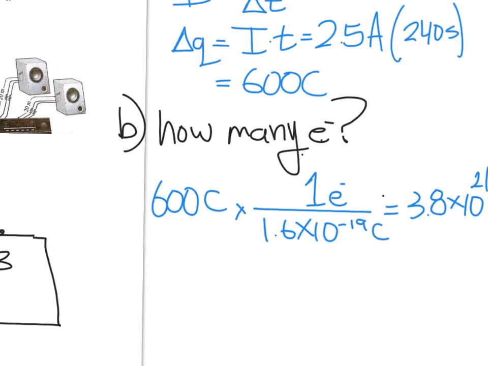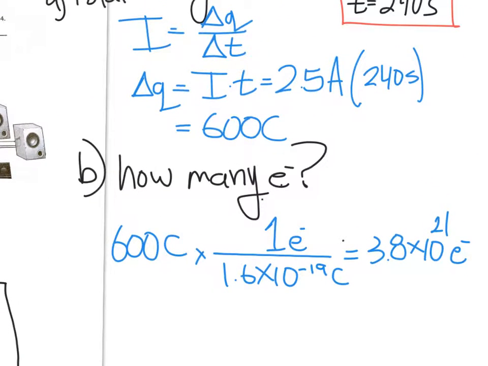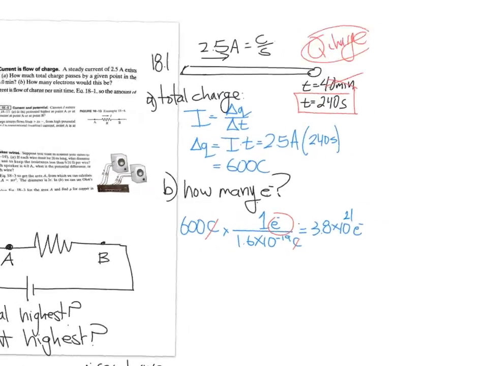It's going to be a whole lot. This is our conversion factor. We know that the charge on an electron is 1.6 times 10 to the negative 19 coulombs. So we start with the information we know because coulombs are here. We're going to put coulombs down here so they cancel, leaving us with units of electrons. And after dividing, we end up with something like 3.8 times 10 to the 21st electrons. Muchos.